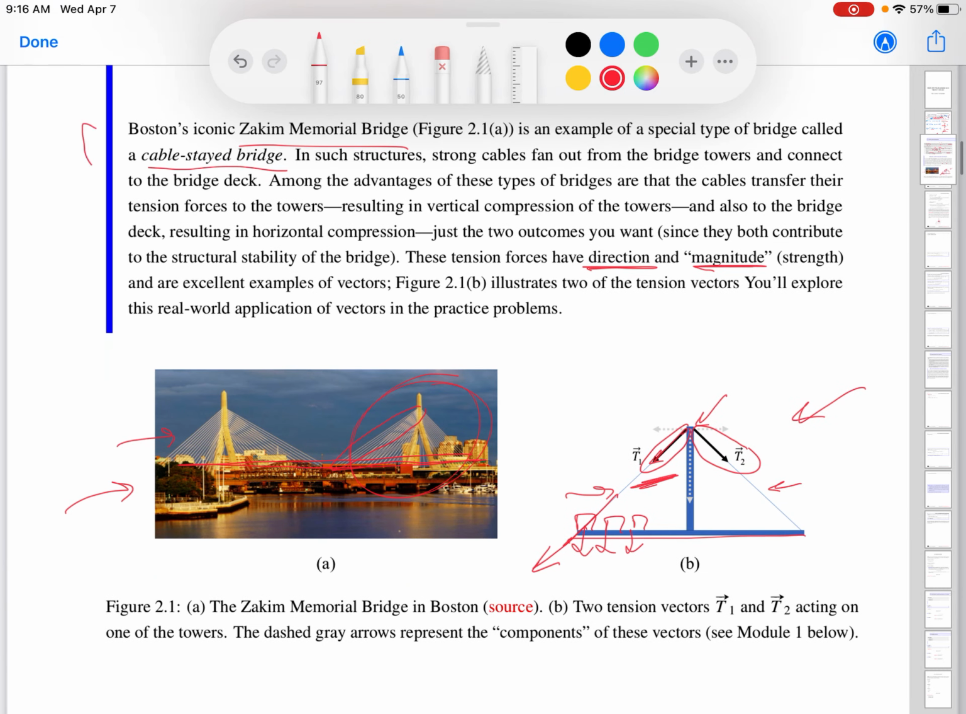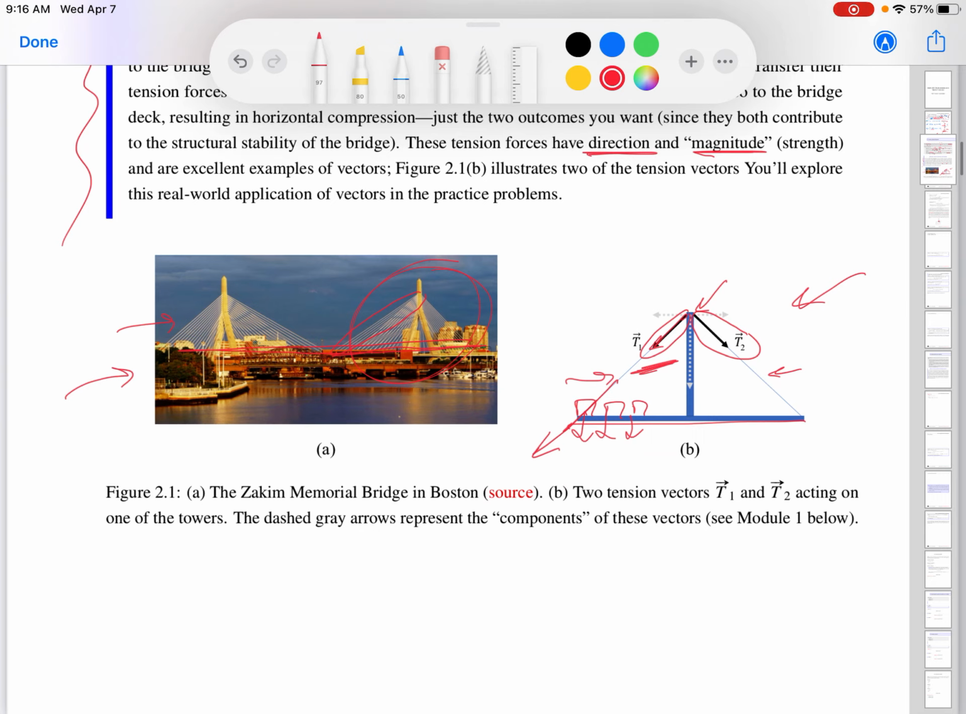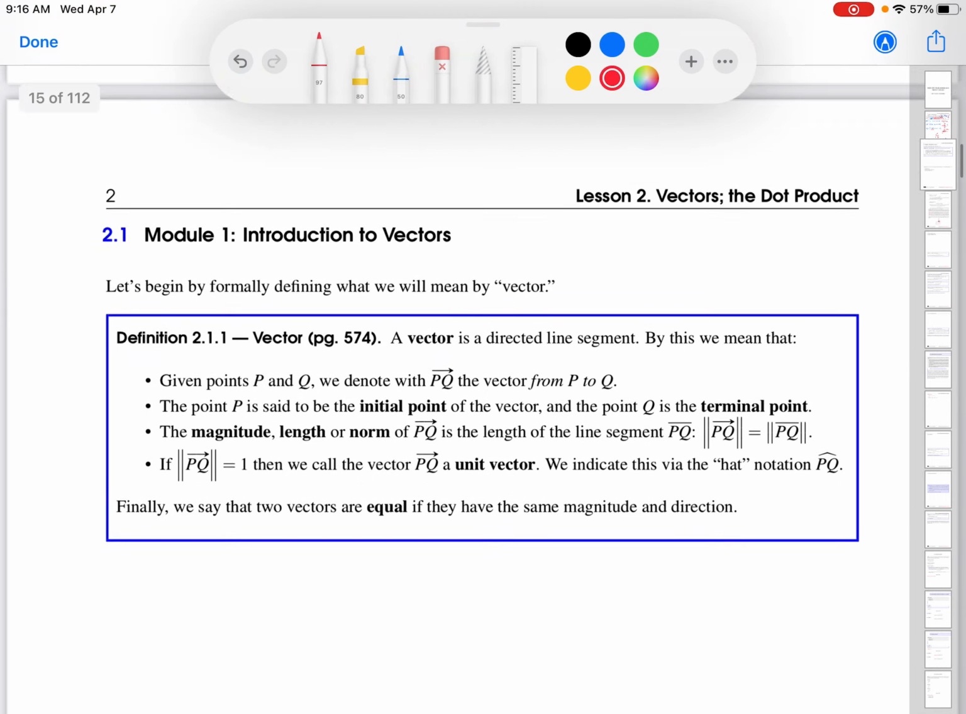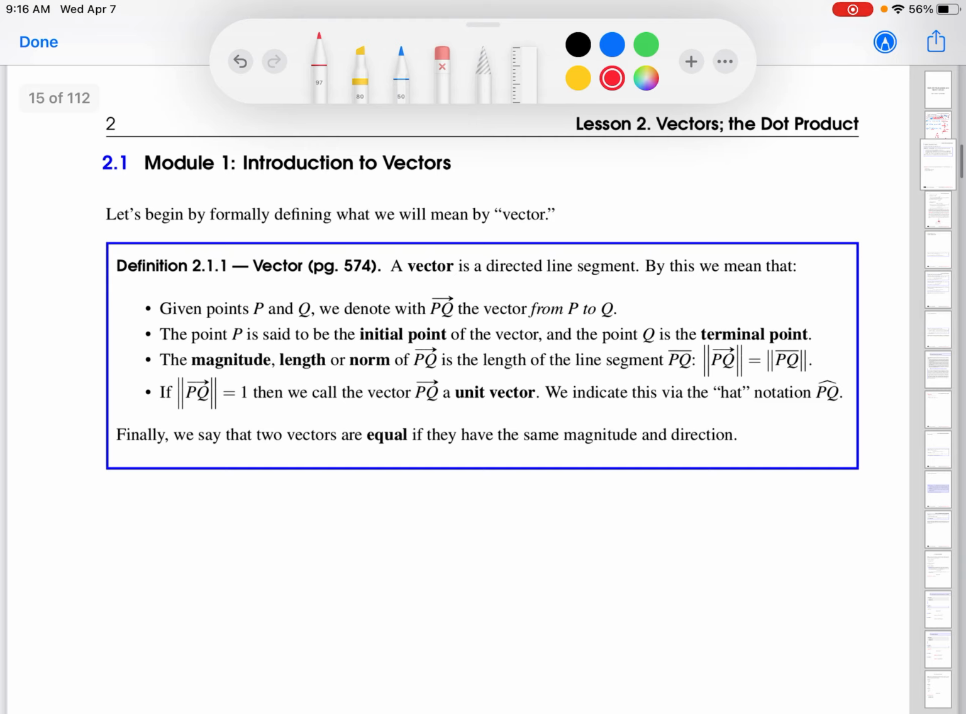So I encourage you to read through the rest of this. It's interesting that we can think and visualize and experience vectors in the real world if you drive across one of these cable-stayed bridges or ever visit Boston. Okay, so let's go ahead and move on to the actual math. Now we have a little bit of motivation for it.